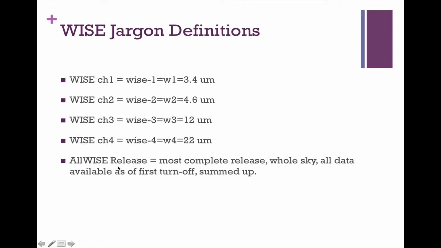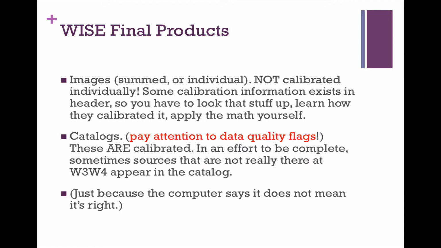The AllWISE release is the most complete release, the one that if you're studying inertial targets is what you want. It's the whole sky, all the data that was available as of that first hibernation, all summed up. The WISE final products, the images, bear in mind, are not necessarily individually calibrated. In other words, if you look at the images, they're in units of counts. So if you want to do your own photometry, you need to look up the calibration information in the header, learn how they calibrated it, and do the math yourself. That's part of why they give you the catalogs, because they're already done.